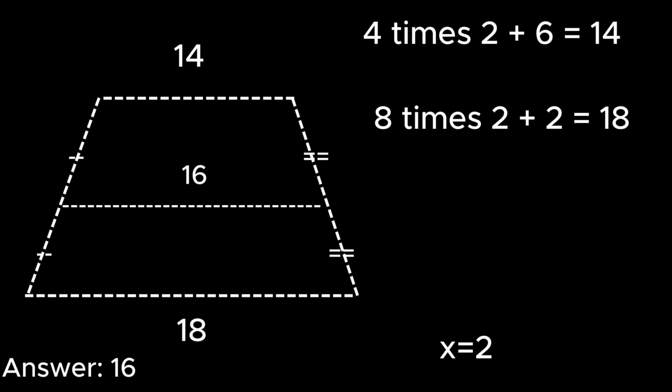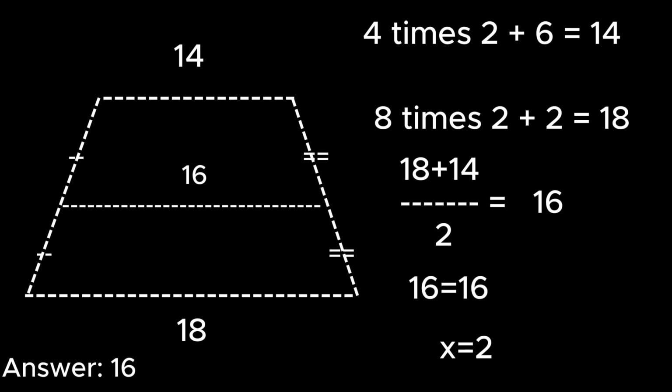Now we take the average of both of these. 18 plus 14 divided by 2 equals 16, because we know that, assuming our answer is correct, the median is equal to 16. 18 plus 14 is 32, and 32 divided by 2 is 16. So 16 equals 16. The answer is correct. So now that we checked our work and everything, we're all good.